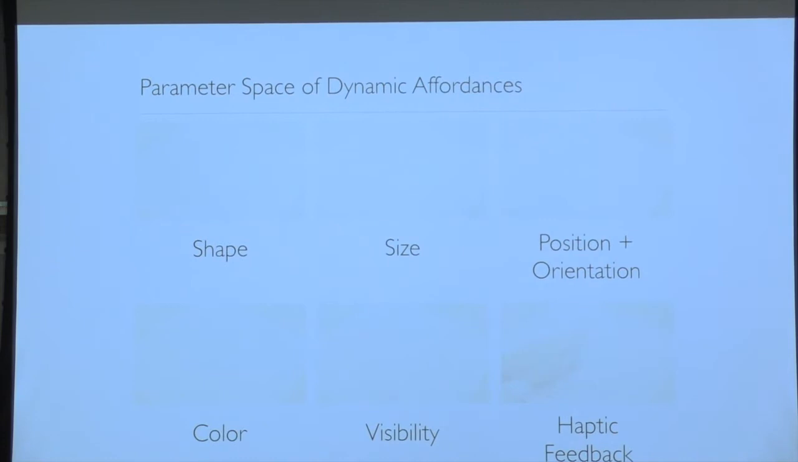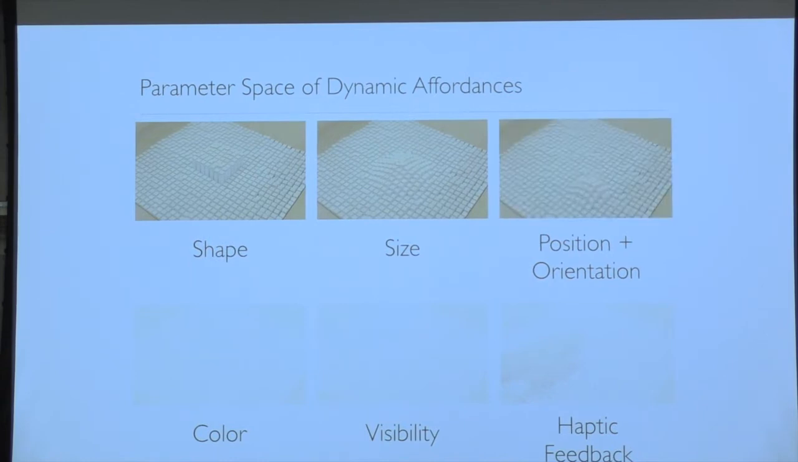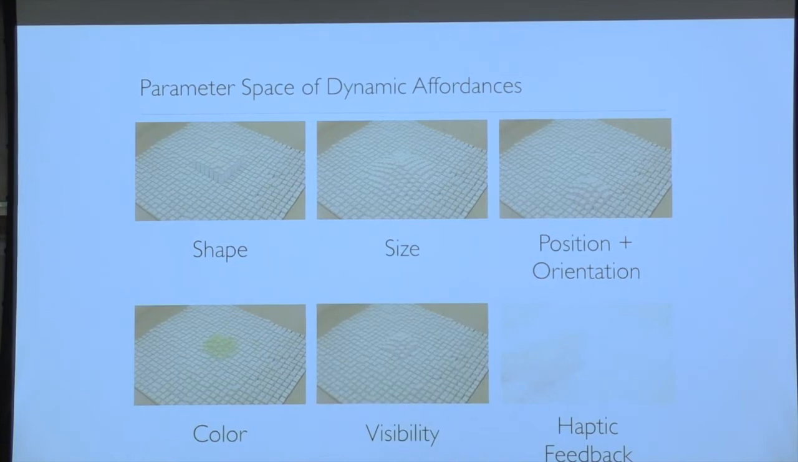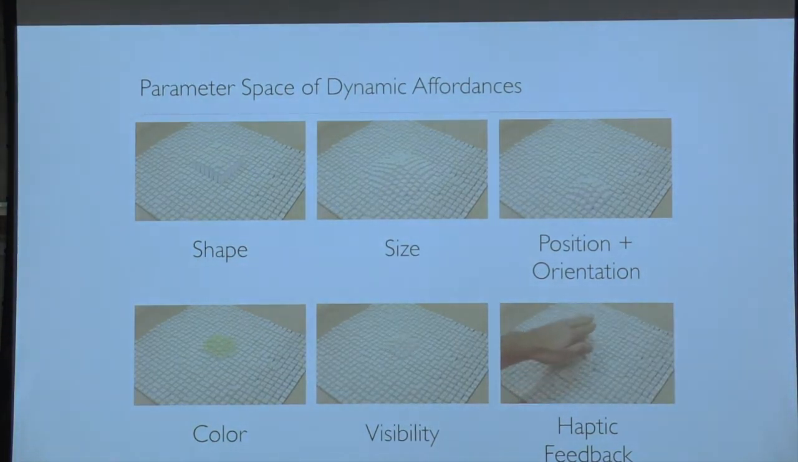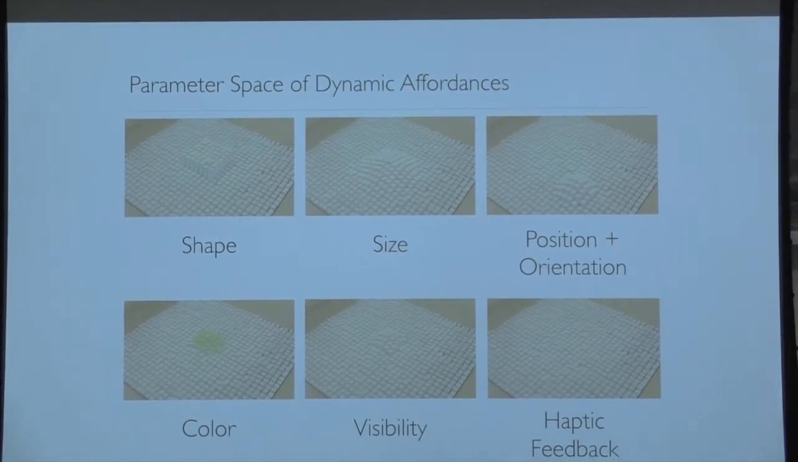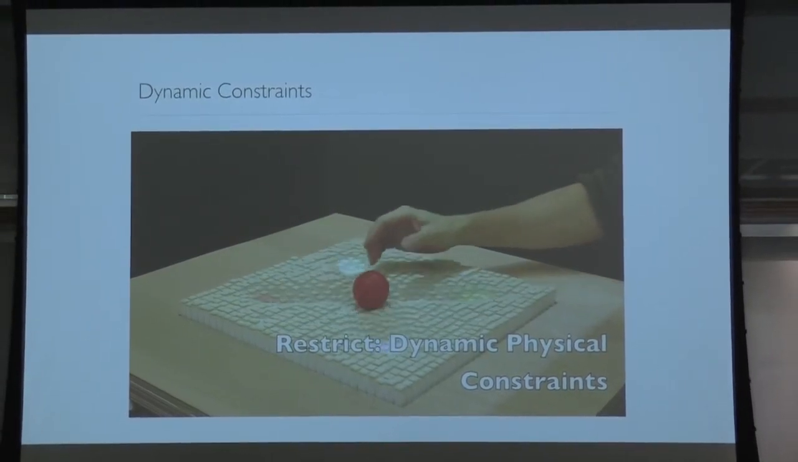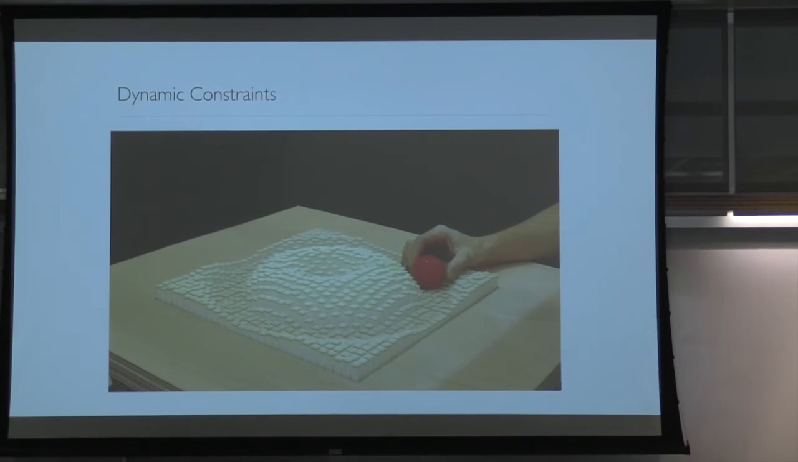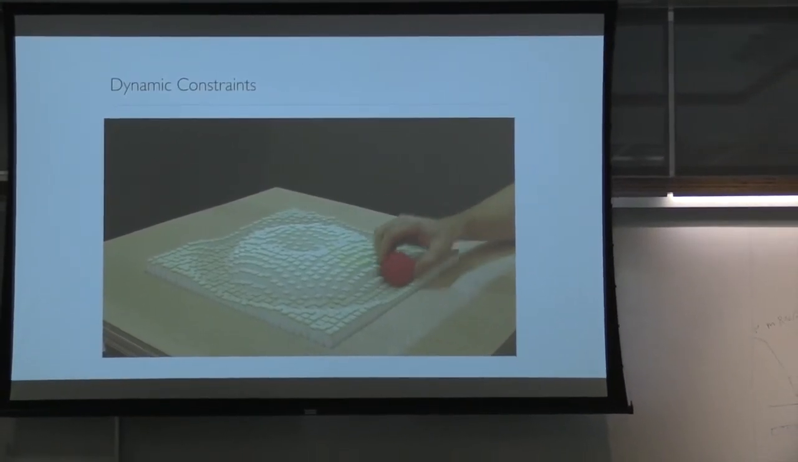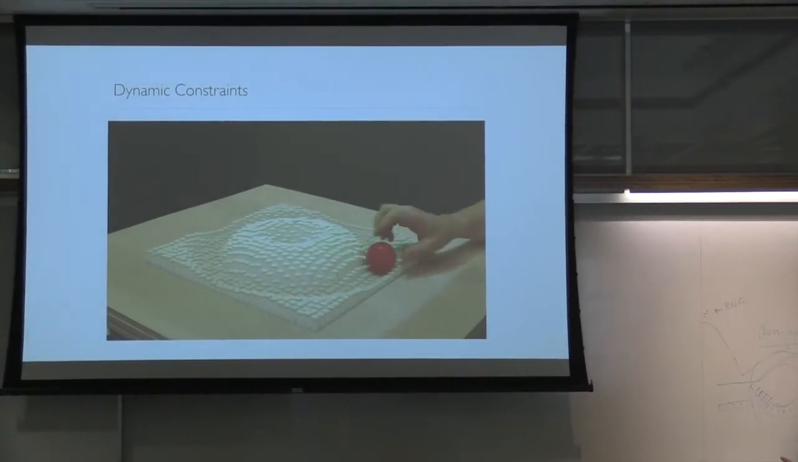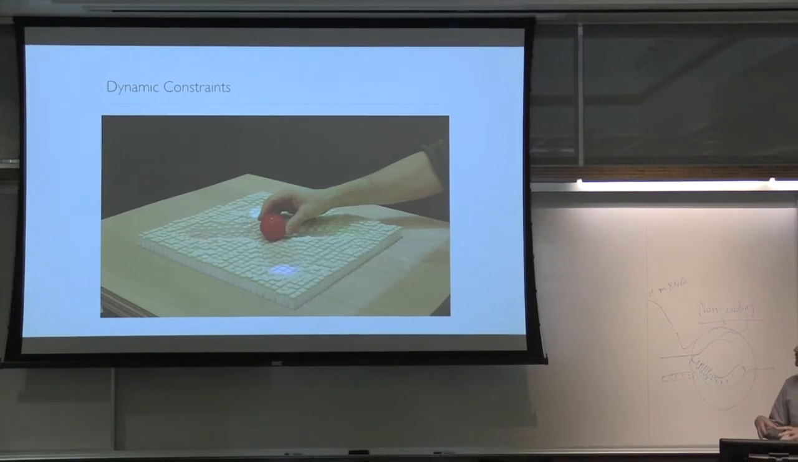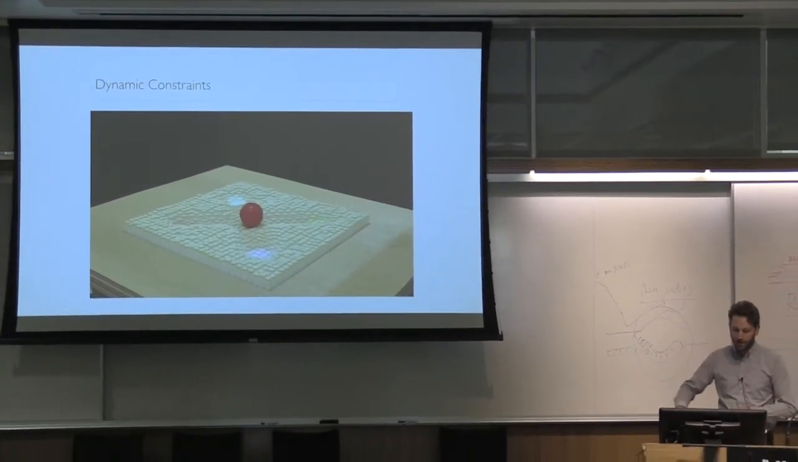So inside of this space of these dynamic affordances, we can think about changing their shape, their size, their position and orientation, their color, their visibility, as well as the way that they feel. So we can render different stiffnesses or vibrations through this as well. And so what that means is that we can really create a new vocabulary for physical interface elements that we couldn't before, because now we can change them on the fly. So for example, we can also create physical affordances that constrain our motion. So for example, if we want to move an object on this surface, we can create these physical constraints that constrain the motion of it.